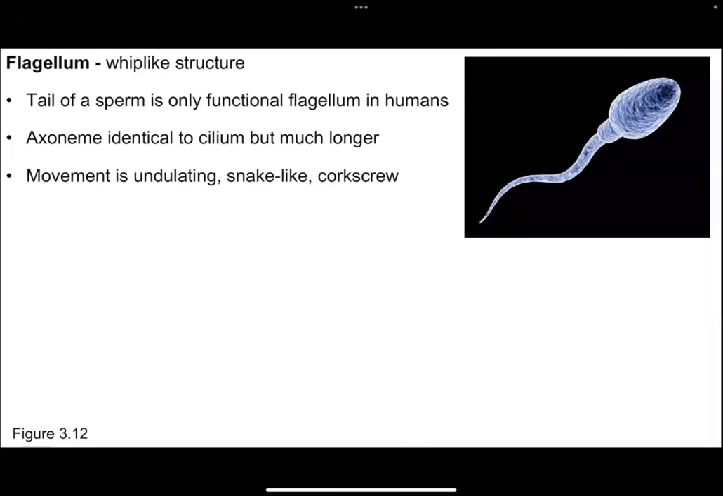A third type of extension from the cellular membrane is the flagellum. Flagellum is a whip-like structure, quite long. The only place we see it in humans in a functional form is the tail of the sperm. It has an axoneme similar to that of the cilia that I just described, but it's much, much longer. The movement of the tail of a sperm is undulating or somewhat corkscrew. So the sperm require this flagellum in order to get to the egg. It's a long journey, and they need that type of tail to get them through all of the fluids.